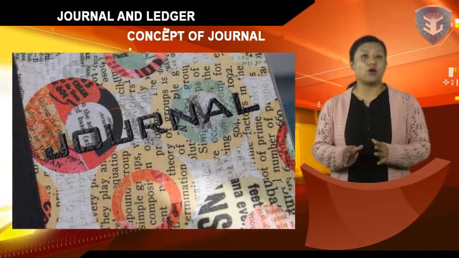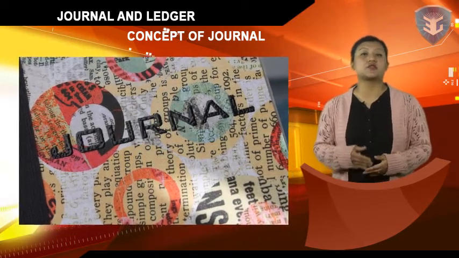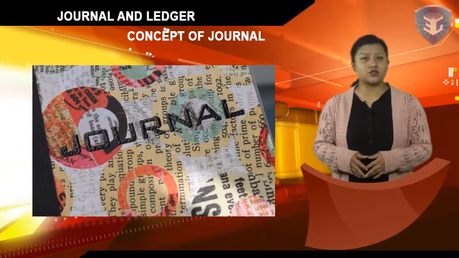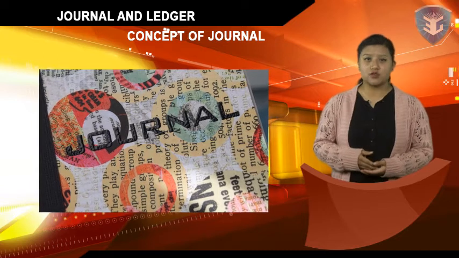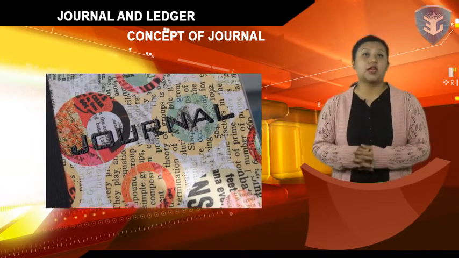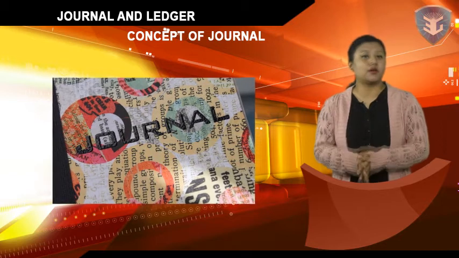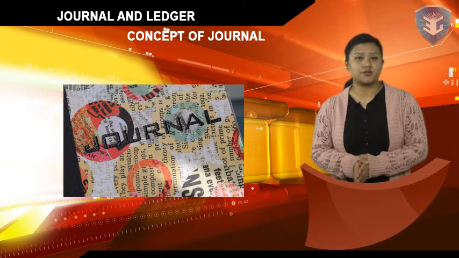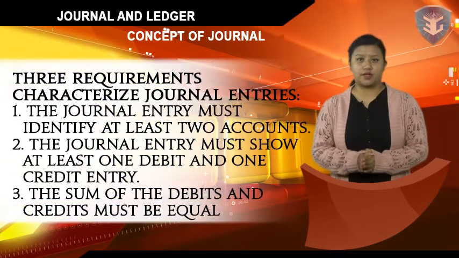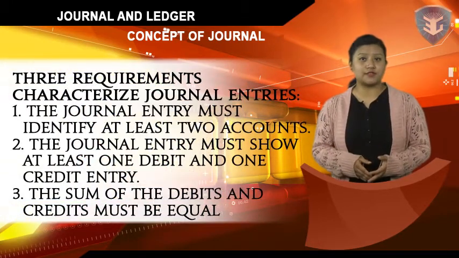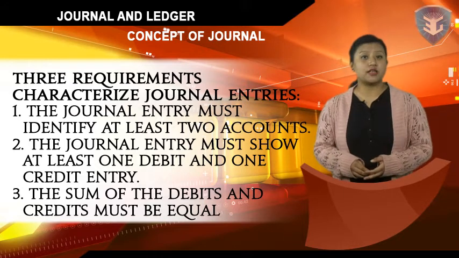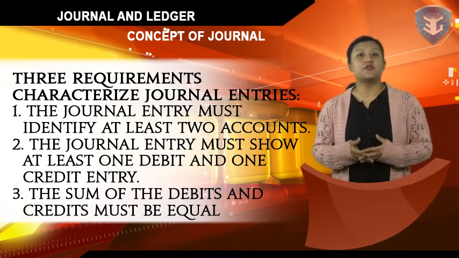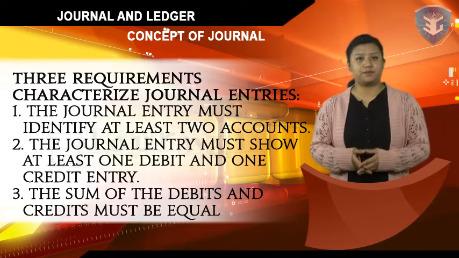A journal includes all accounting transactions and is considered the historical record for a business entity. All transactions must be recorded through a journal entry that provides specific instructions in a line-by-line sequence. Each line names a specific account and an amount designated as a debit or a credit function to be posted to each named account. Three requirements characterize journal entries. The journal entry must identify at least two accounts. The journal entry must show at least one debit and one credit entry. And the sum of the debits and credits must be equal.